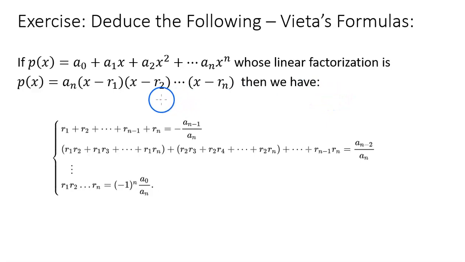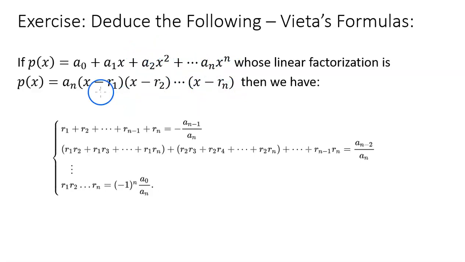Alright, let's go through one way to think about it together. The point is, we're taking this linear factor form of the polynomial, and we're expanding it out to get this coefficient form of the polynomial. So when we expand this product of n linear factors out, we should get this.